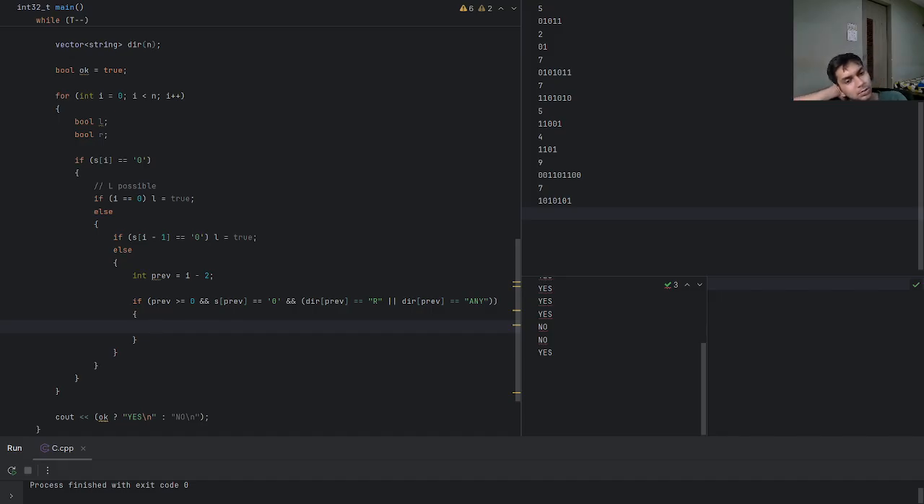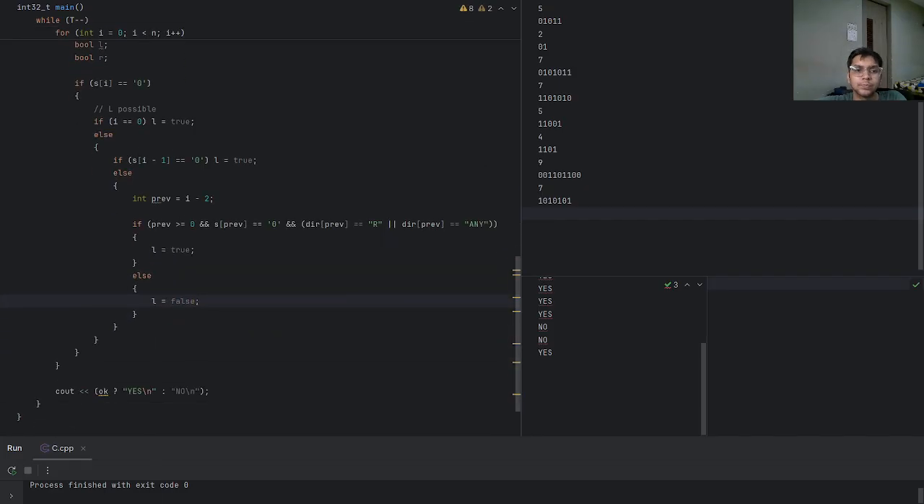If prev is greater than 0, prev is 0. If the direction is right or the direction is any, then L is possible. Else, L is not possible. Right? I think so, yeah. I think that probably covers all of them.